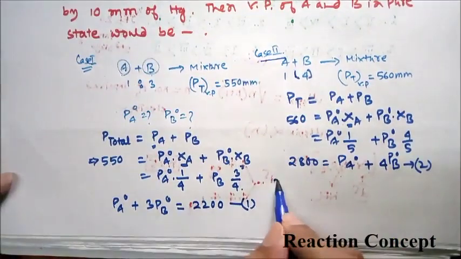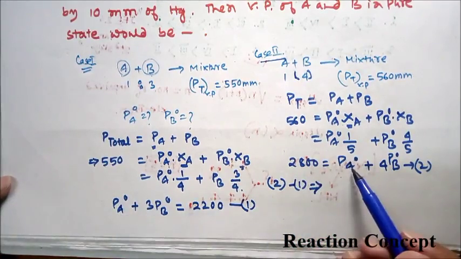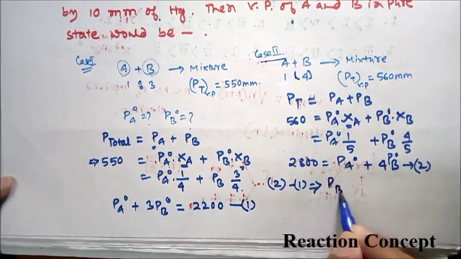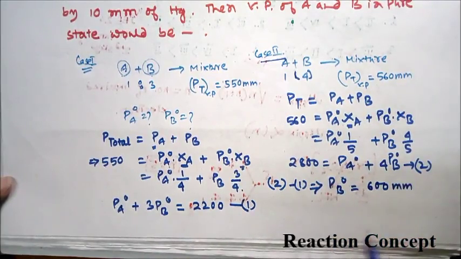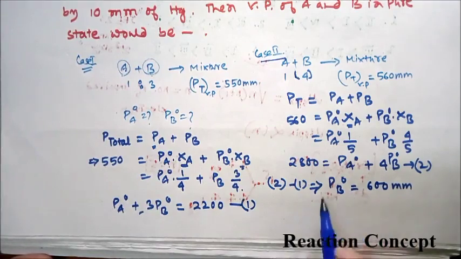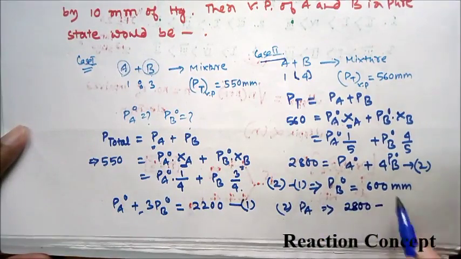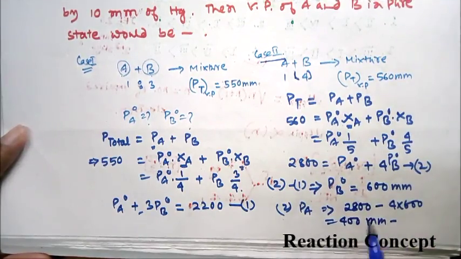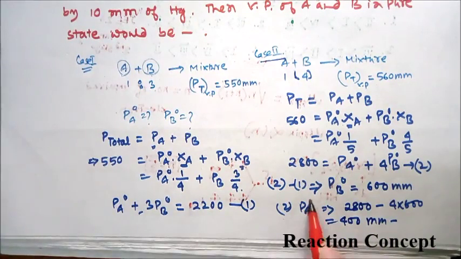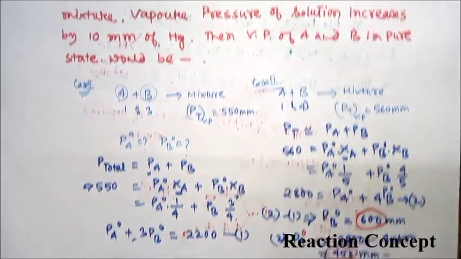Now you do one thing, subtract equation 1 from equation 2. Then you will get this PA naught and PA naught will cancel out. We will have only PB naught, and this would be 600 mm. If you put this PB naught in any of these two equations, then we will get PA naught value. Suppose PA naught value from equation 2 would be 2800 minus 4 into 600. It would be 400 mm. So this is the value. These are the two values we have got, 400 mm and 600 mm. These are the answers. So this is how you have to solve this problem.